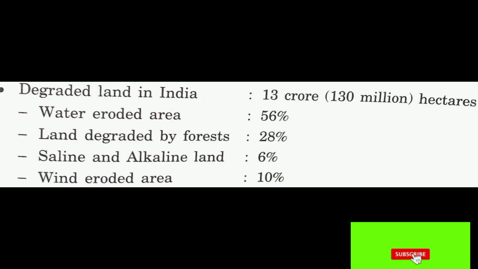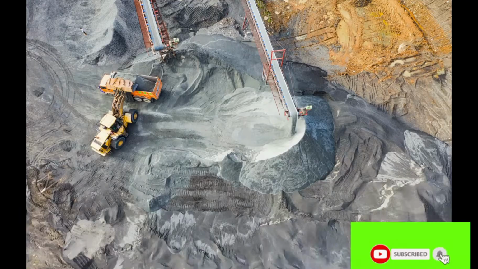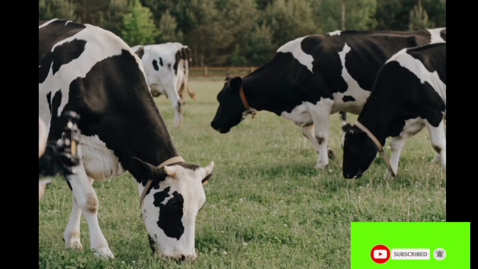About 28% of land is forest degraded, 56% is water eroded, and the rest is affected by saline and alkaline deposits. In states like Jharkhand, Chhattisgarh, Madhya Pradesh, and Odisha, deforestation due to mining has caused severe land degradation. In states like Gujarat, Rajasthan, Madhya Pradesh, and Maharashtra, overgrazing is one of the main reasons for land degradation.